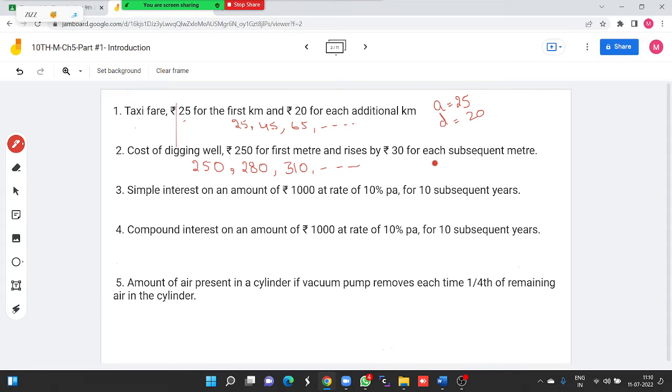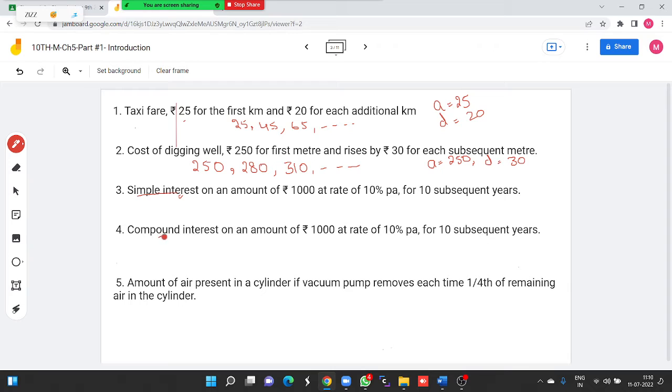Yes, this is forming an AP with the first term as 250 and common difference being rupees 30. So we will form the next term by adding 30 again. That will be 340 and we can go on. Next, simple interest. Now, please ध्यान रखिएगा, बहुत अच्छे से ध्यान रखिएगा. Simple interest जो होता है, it always forms an AP.